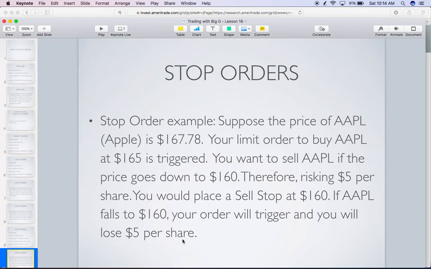So if you buy 1 share, obviously you lose $5. If you buy 10 shares, you're going to lose $50, and so on. If you buy 20 shares, you're going to lose $100. So you're willing to lose $5 a share based on the math that I will show you in the future. But how would you place this order?